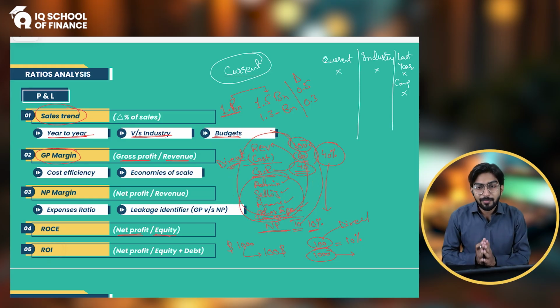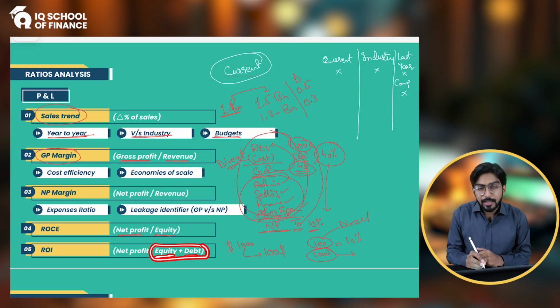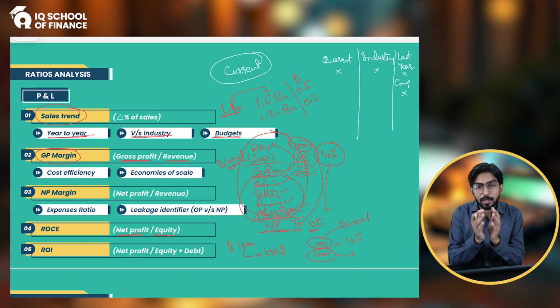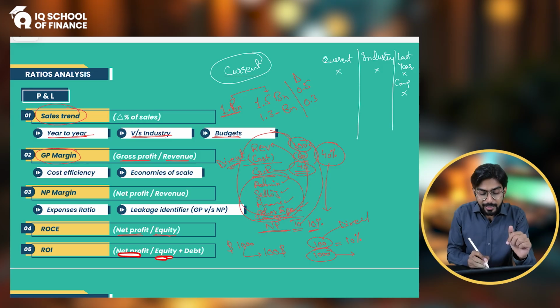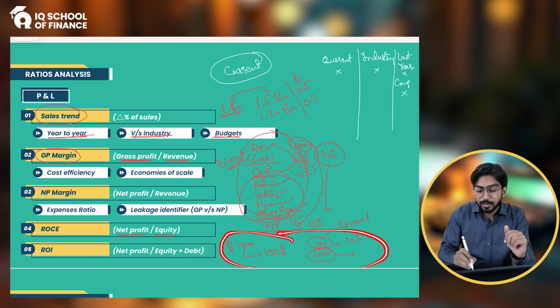So return on investment includes both the equity holder and the debt holder. When you include the equity and debt, and then you divide the net profit by the total equity plus debt, it gives you the return on investment, because the debt holders have also invested. They are not the equity holder, but they are investors by means of lending. So they are also your investors. So you will divide the net profit by equity and debt, and it will give you the return on investment, and it is similar in the same way.